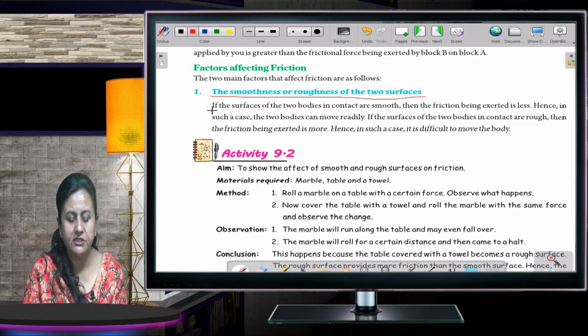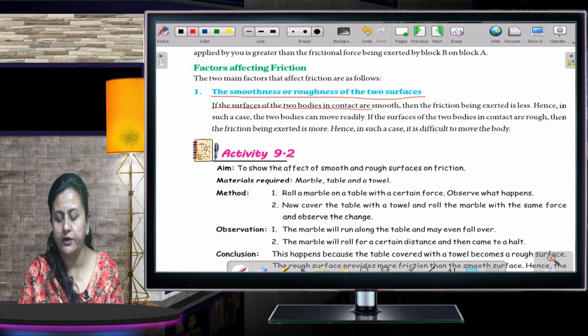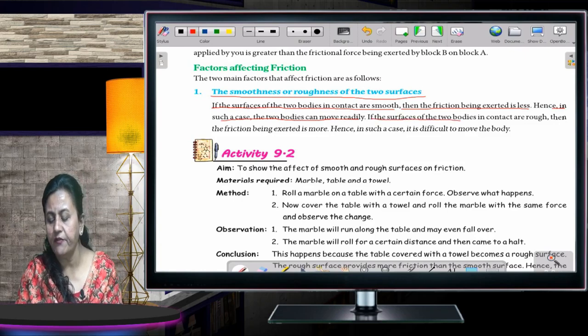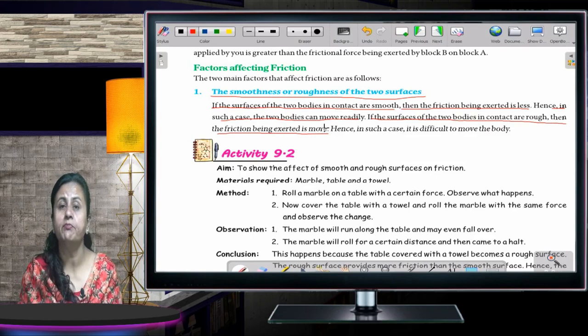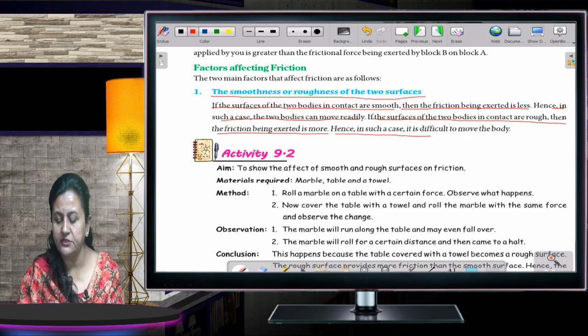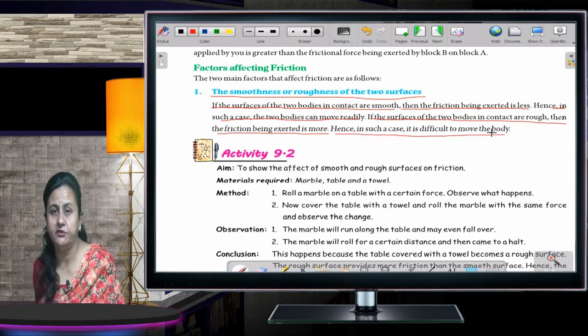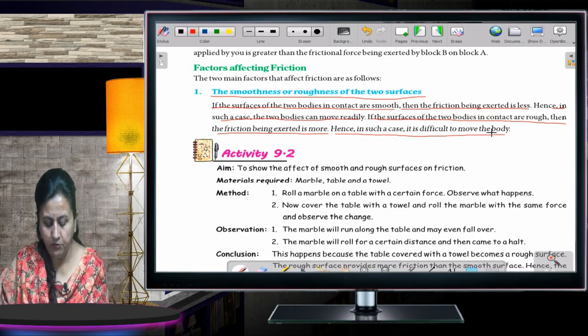So if the surfaces of the two bodies in contact are smooth, then the friction being exerted is less. Hence, in such a case, the two bodies can move readily. If the surfaces of two bodies in contact are rough, then the friction being exerted is more. Hence, in such a case, it is difficult to move the body. That I told you just now. Now moving to the next one.